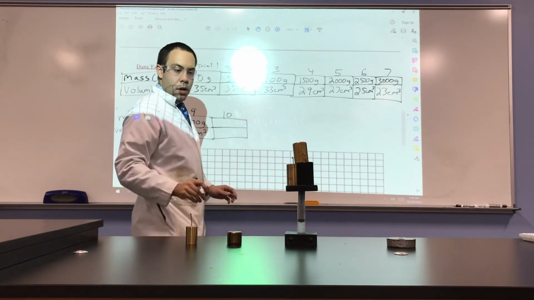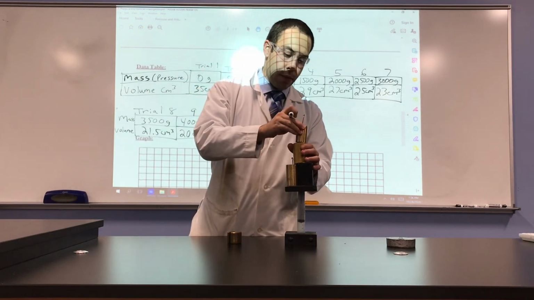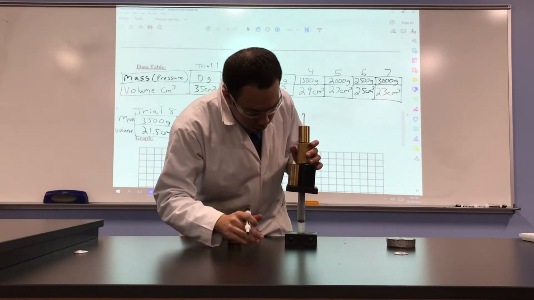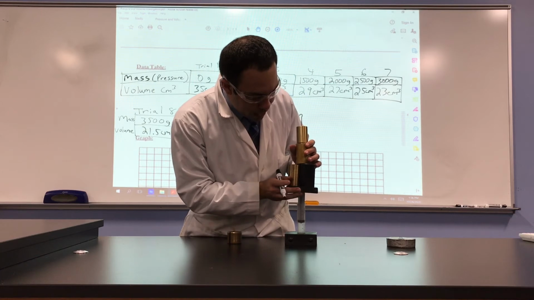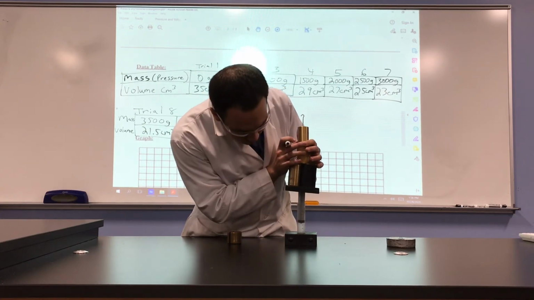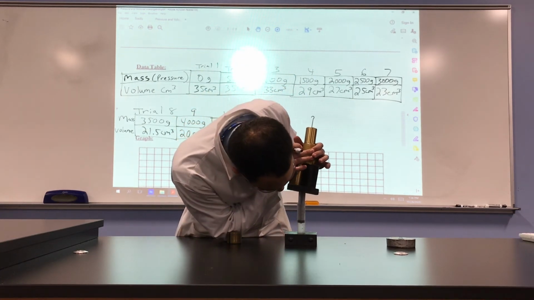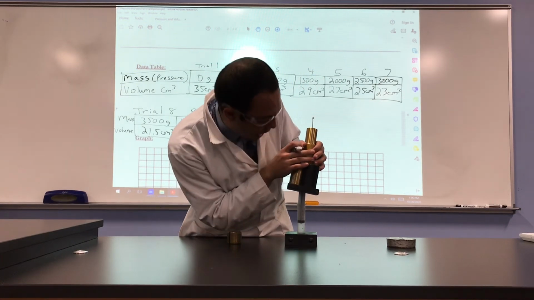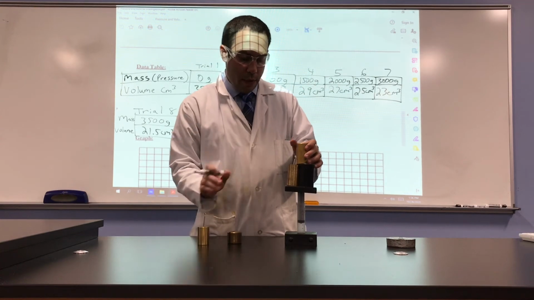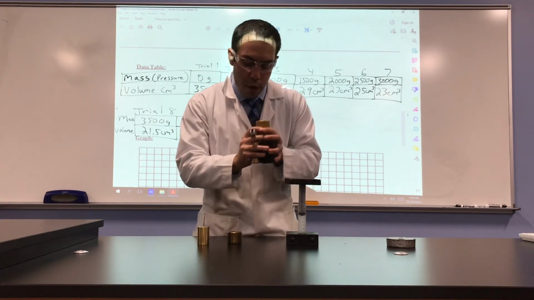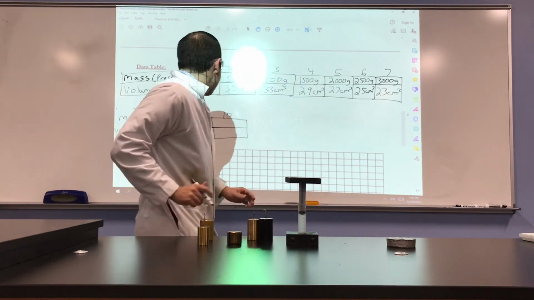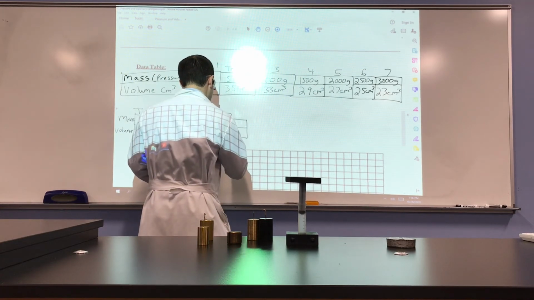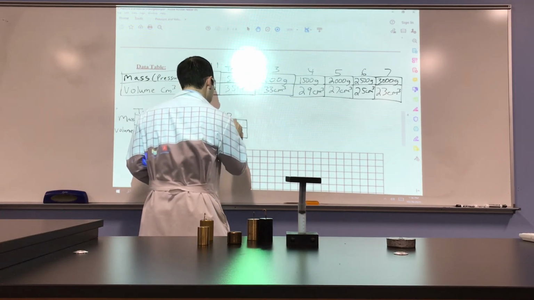Trial 10. Let's go another 500 grams. Try not to affect it, but try to hold it in place. Now we're at 18.5. I'm just going to pull this off so it doesn't fall. Now pull all of them off. So 18.5 at 4,500 grams.